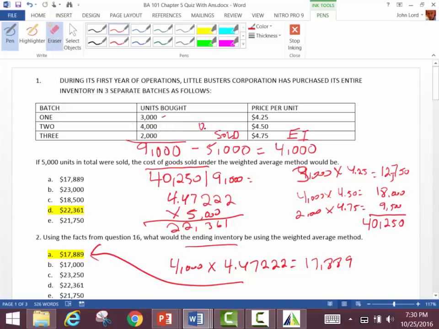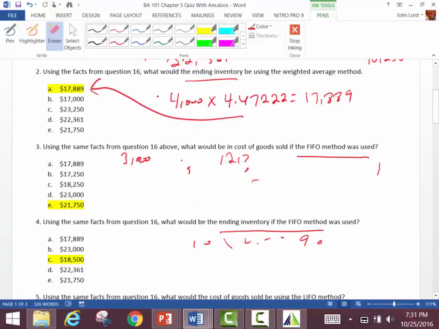Assuming this thing's going to let me erase it. Okay, so now of the 4,000 that are there, because I need 3,000 more, I'm only going to take 3,000 of those to bring me to 5,000, right? So I grab 3,000 of those.